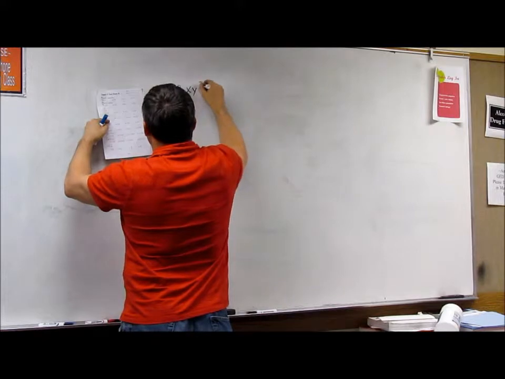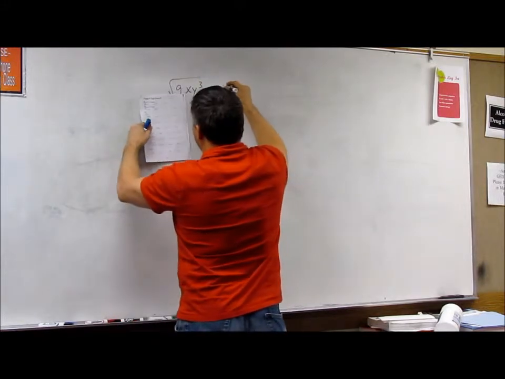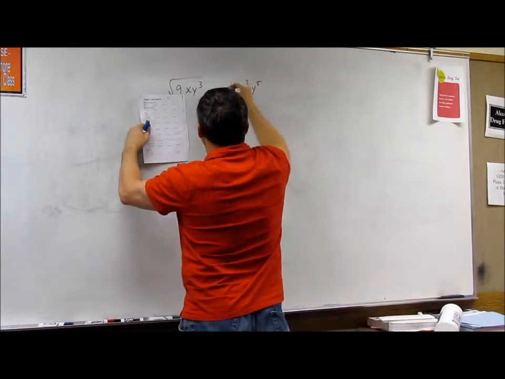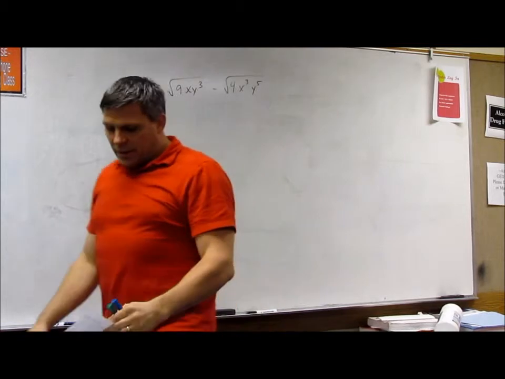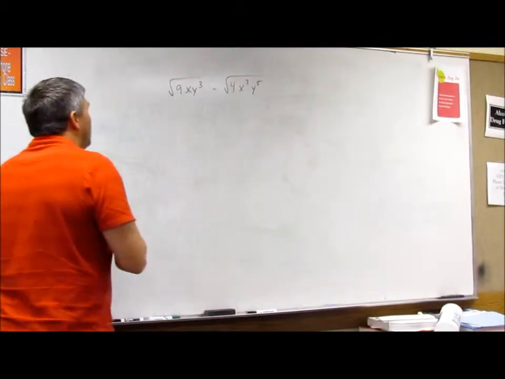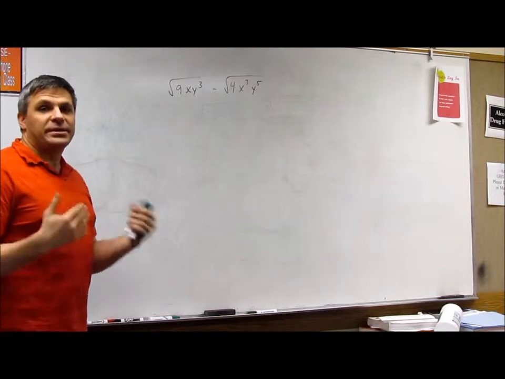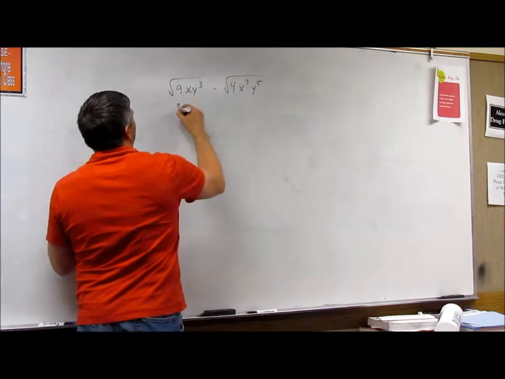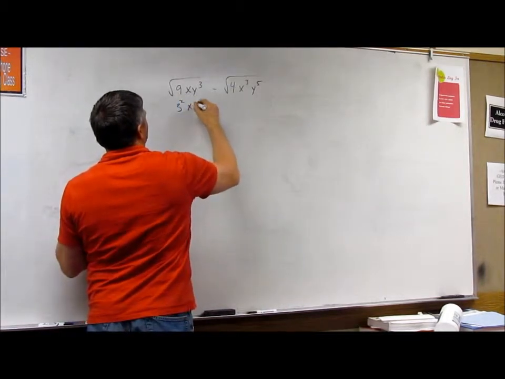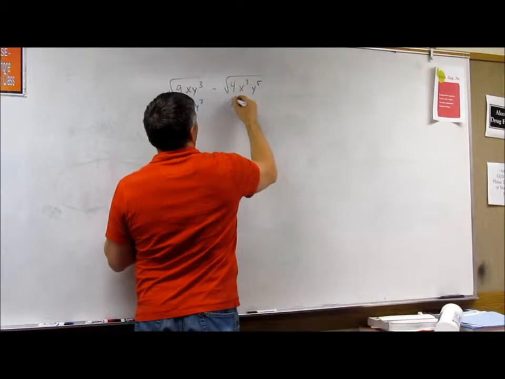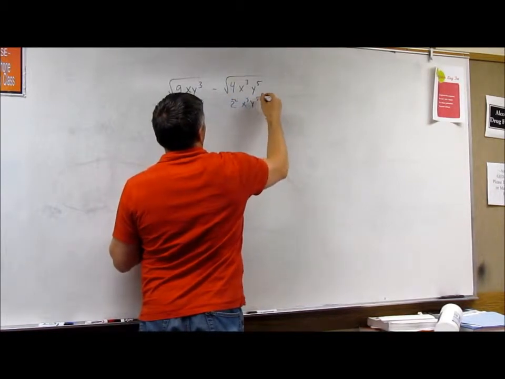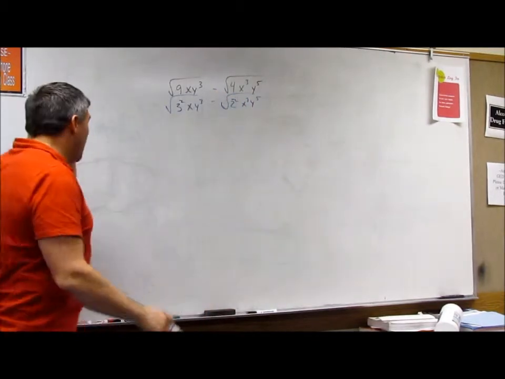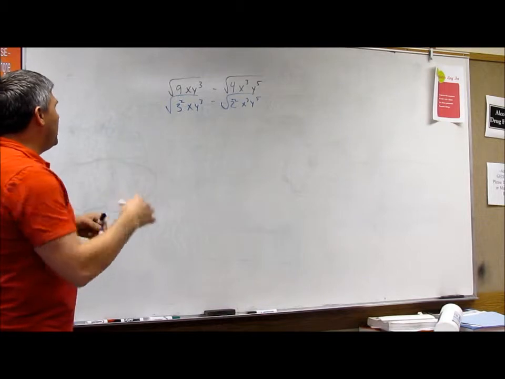Nine x y cubed square rooted minus 4 x cubed y to the 5th square rooted. This one's a fun one because we've got to break it down. Okay? First things first, that's 3 squared x y cubed, 2 squared x cubed y to the 5th. I'm just kind of writing them like that. Of course, these go here, and of course that goes there.